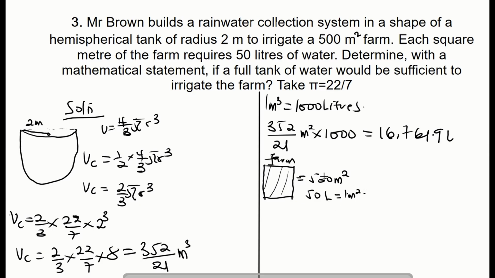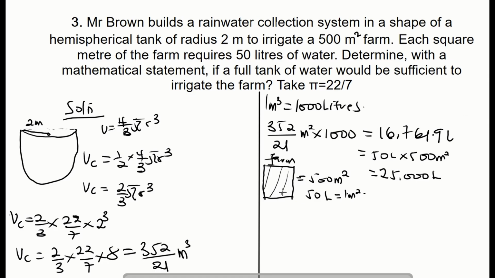So if you want to get the liters sufficient for 500 meters square, we multiply this with what? The 50 liters over here. So this is going to be my 50 liters times my 500 meter square. Okay, so this is going to be equal to 25,000 liters. Exactly. So it means that we need 25,000 liters of water to be sufficient for the farm.